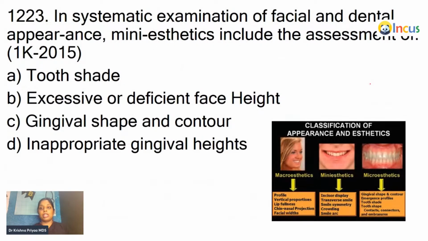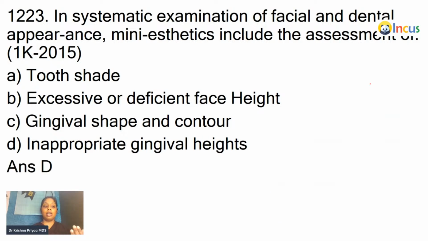In a systematic examination of facial and dental appearances, mini aesthetics include the assessment of, just now we said, mini aesthetics. Okay, don't confuse it with micro. Tooth shape, excessive or deficient facial height, gingival shape and contour, inappropriate gingival heights. So the third option would not be the choice here, but inappropriate gingival heights correlates with mini aesthetics. Okay, because excessive or deficient facial height will come under macro, tooth shade and gingival shape and contour will come under micro. So the inappropriate gingival heights will be seen when a patient smiles, right? So that will come under mini.